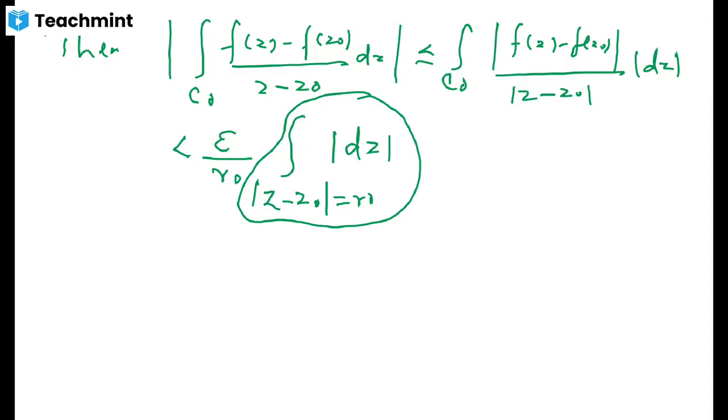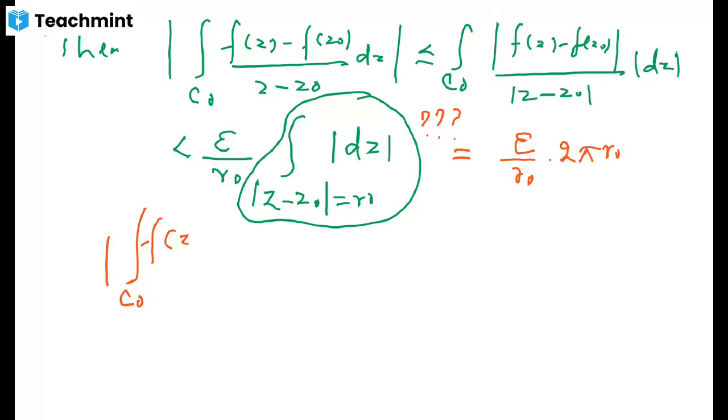Now, what is this thing that I have enclosed here? Can anyone tell me what it is? Yes, it is the arc length of the circle. So this is arc length. So this has to be epsilon upon r naught into 2 pi r naught. So r naught and r naught get cancelled. So the value of this integral over C naught of (f(z) minus f(z naught)) upon (z minus z naught) dz is less than 2 pi epsilon.